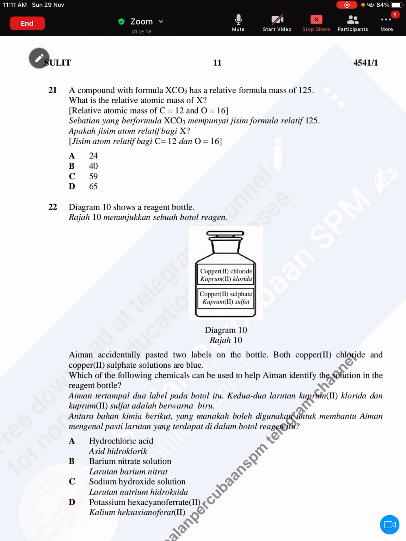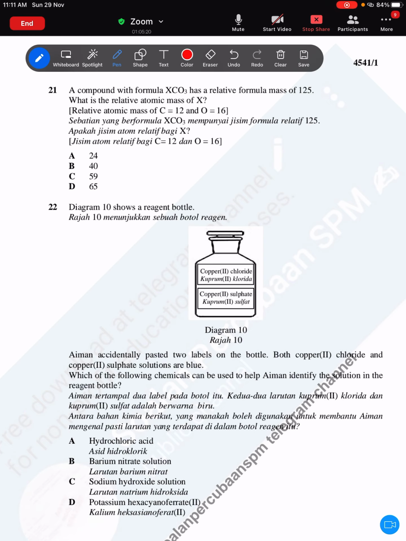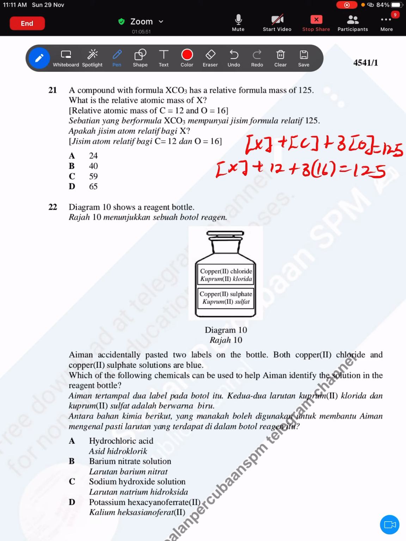A compound with the formula X blah blah has the relative formula mass of 125. What is the relative atomic mass of X? You have X plus C plus 3 oxygen, and it gives you 125. So X plus 12 plus 3 times 16 equals 125. Guys, please help me to solve this mathematics question.